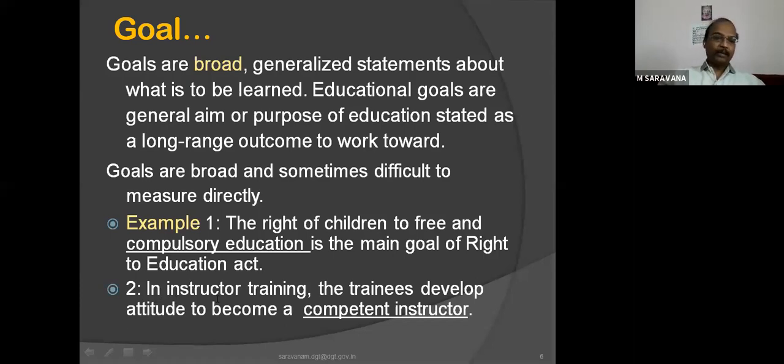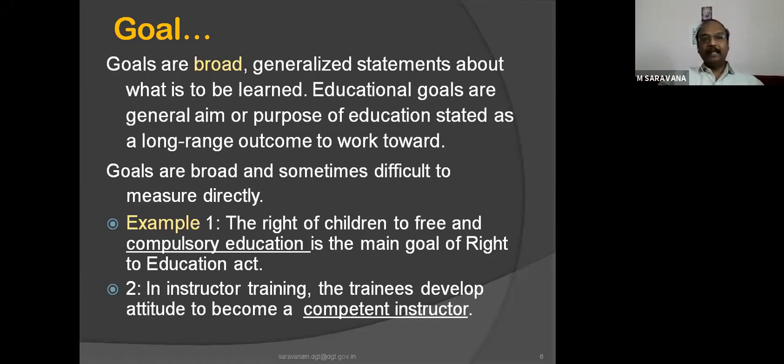Then one more example, in instructor training, the trainees develop attitude to become a competent instructor. To become a competent instructor, what skills and knowledge are required, and what changes of attitude are required? Everything is a broader term. So these are all goals. I hope you understood the definition for goal with some examples.